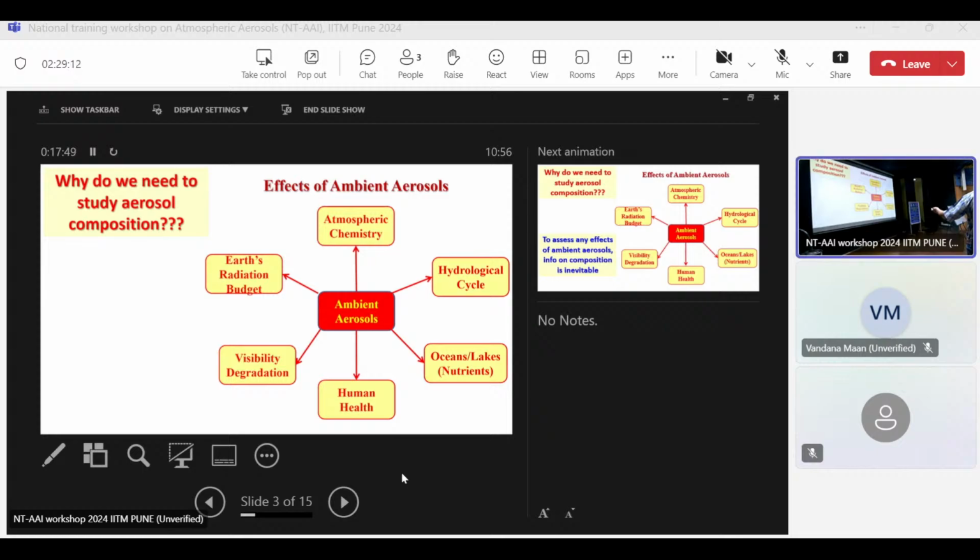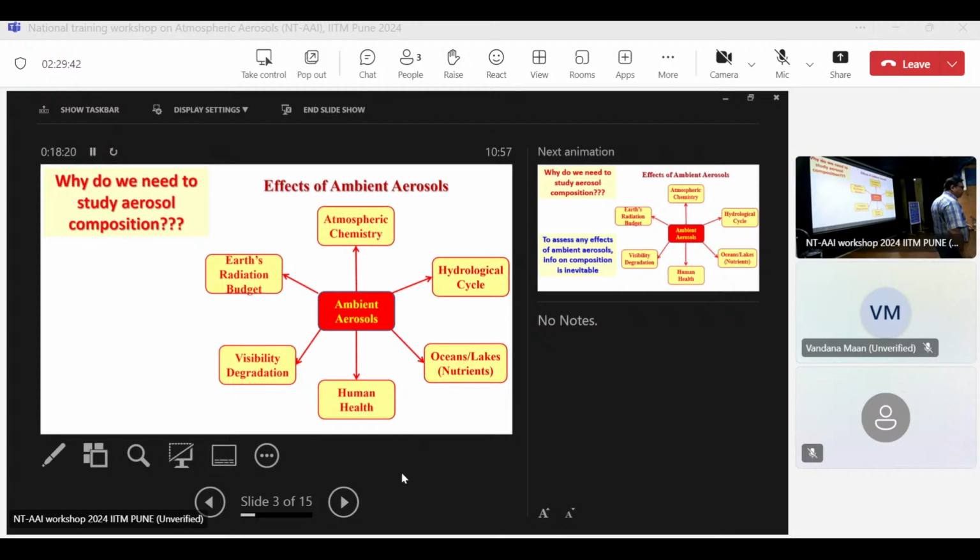Then, earth radiation budget. Absorbing or scattering. Most scattering type is sulfate, most absorbing type is black carbon. Anything else absorbing? Brown carbon, dust. These are the three major components which are absorbing. Okay. Then visibility reduction. We know that.